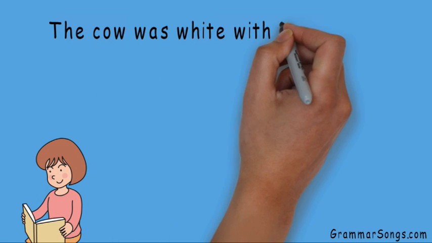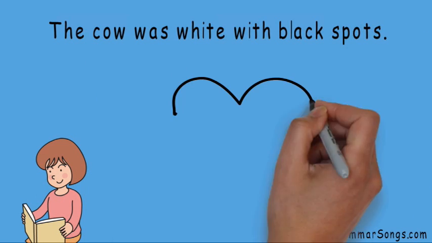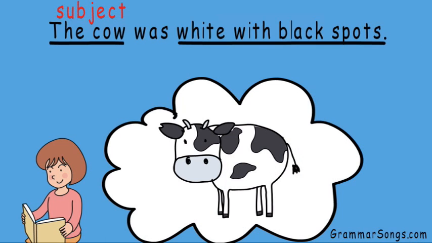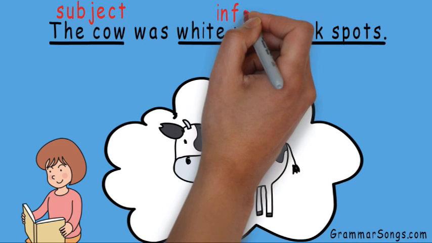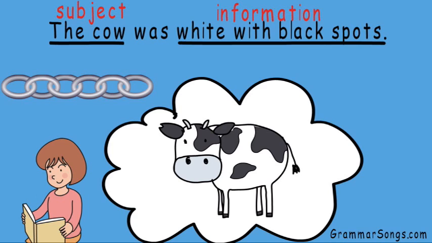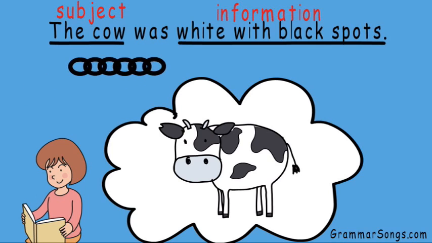Let's look at another sentence. The cow was white with black spots. When I read this sentence, I get a picture in my head of a cow. So the cow is my subject. And the information I'm learning is that it is white with black spots. So which word is the linking verb? Which word links the subject to more information? Was is the linking verb. Was connects the subject, the cow, to the information that it's white with black spots.